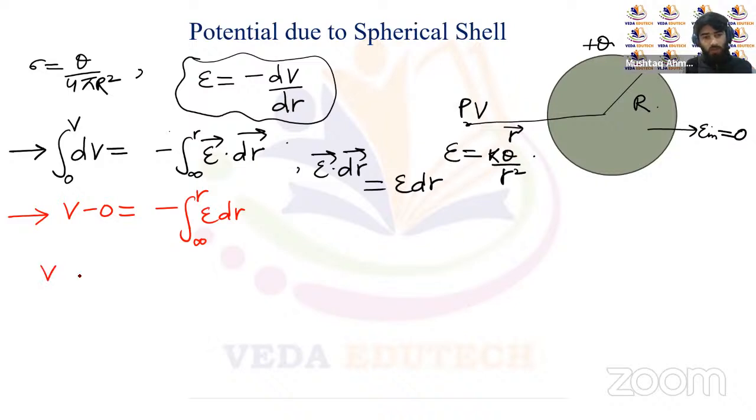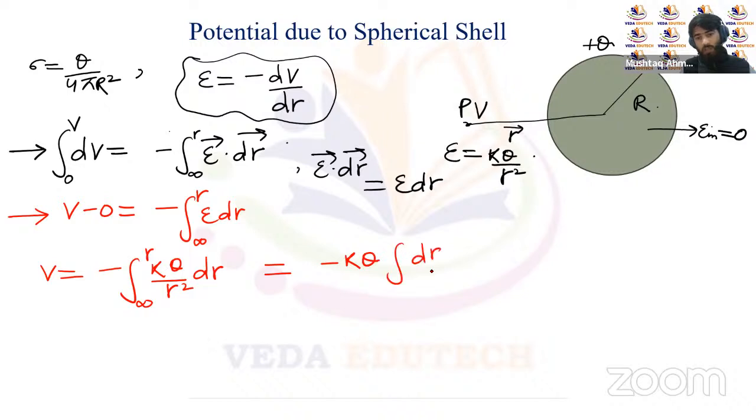So V will be equal to minus the integral of kq upon r square dr, with the limits infinity to r. Taking this kq outside the integral, we'll integrate 1 upon r square with respect to r with the limits infinity to r. So it will be equal to minus kq, and the integration of 1 upon r square is minus 1 upon r, with the limits infinity to r.